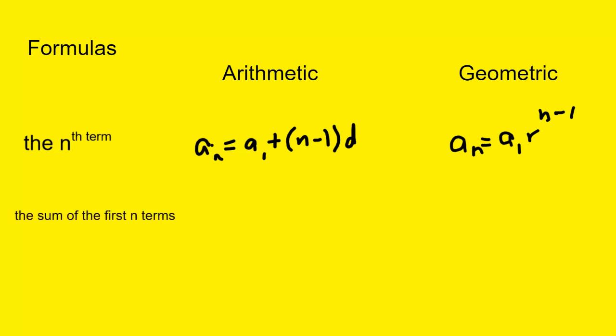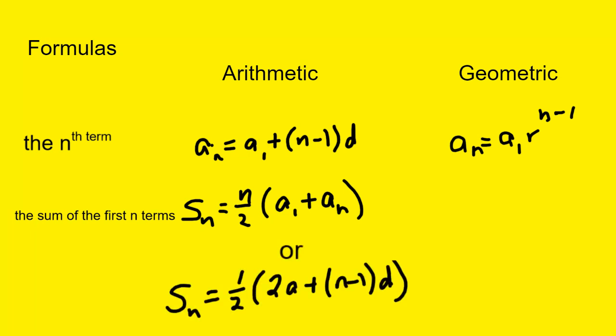We can also find the sum of the first n terms in a series. For an arithmetic series, it's S of n equals n divided by 2 times the quantity a1 plus a sub n. So basically the first term and the last term in this series. Here's an alternative form. You can find the sum of the first n terms by taking n/2 times the quantity 2 times a plus n minus 1 multiplied by d.